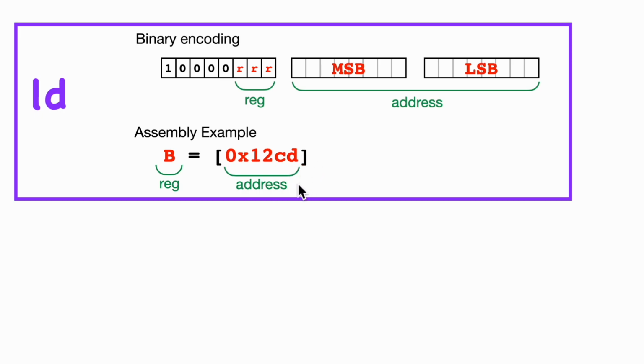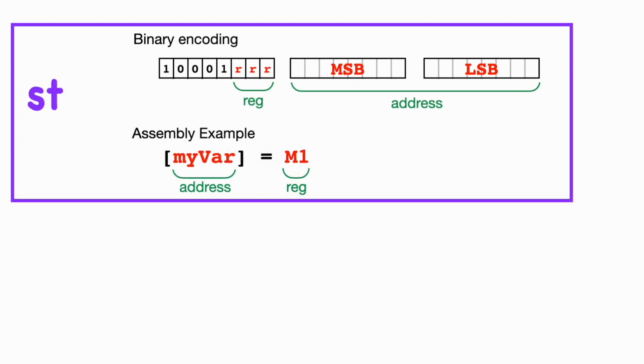In general, the brackets serve as a visual cue to the programmer that memory is being touched. Here, the brackets also help differentiate between this instruction and a move immediate instruction. Here's the store instruction, which is similar, except that the byte is being moved from a register into memory.